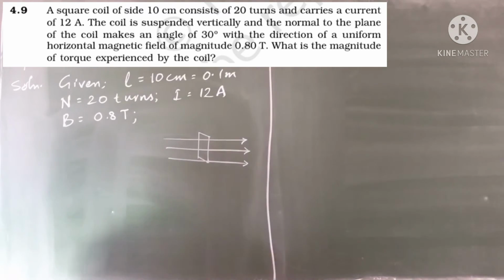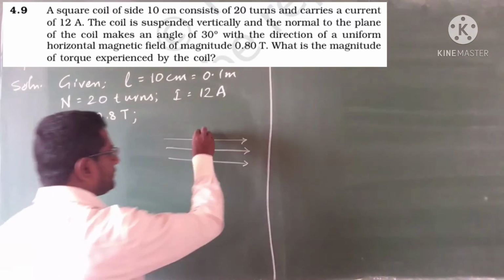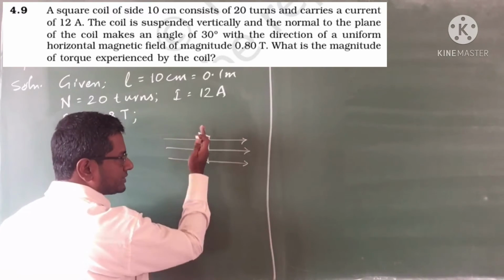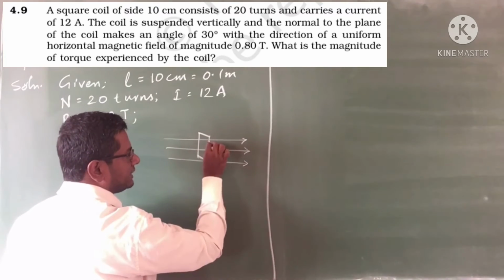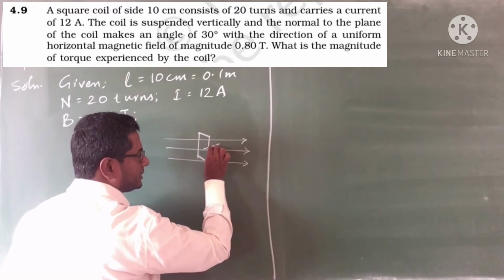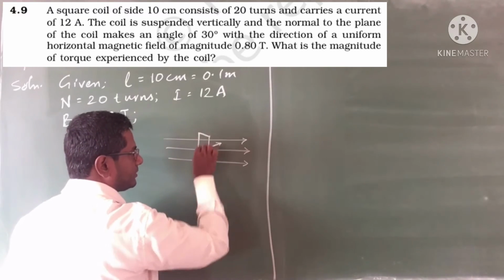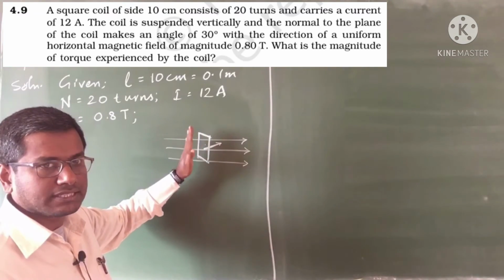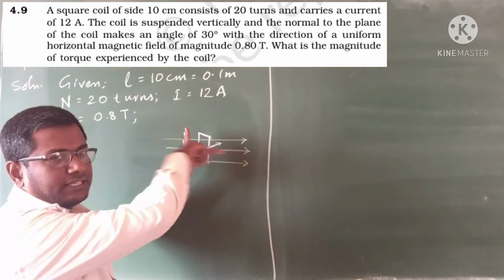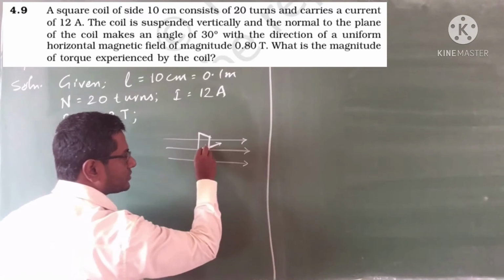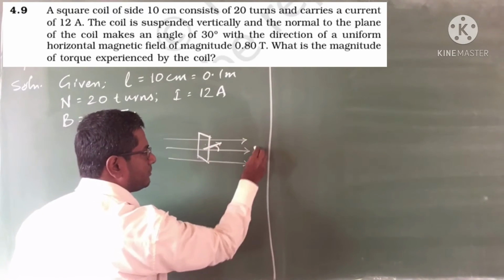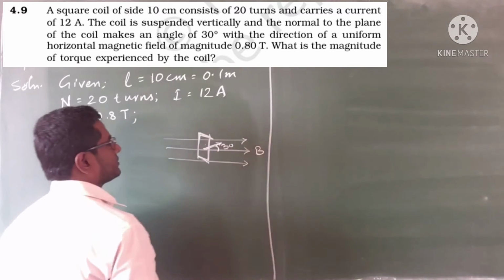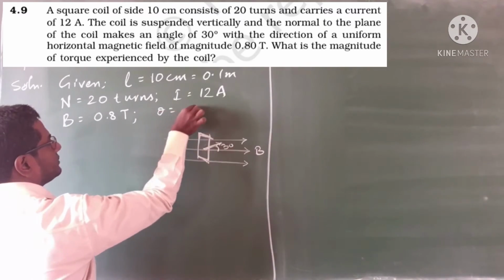What is the magnitude of torque experienced by the coil? The situation here is, if this is my coil, which is a square one, I am showing you the side view of it. This will be the normal to the coil, and this is the plane of the coil. It is slightly tilted like this, and the magnetic field is going in straight lines like this. The magnetic field and the normal to the plane make an angle of 30 degrees, so I can take theta equal to 30 degrees.